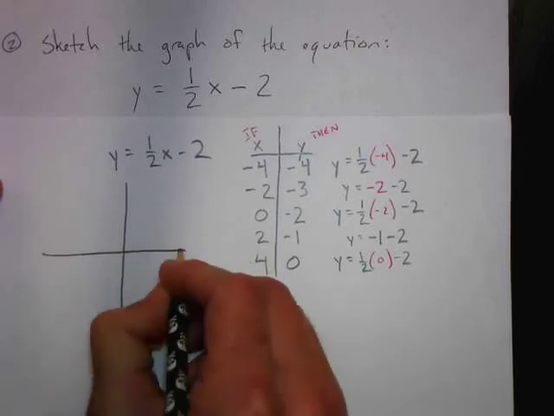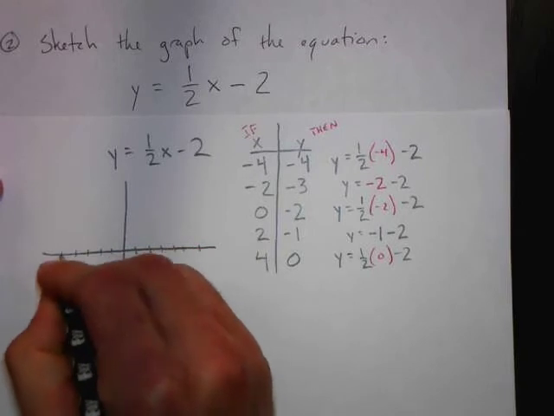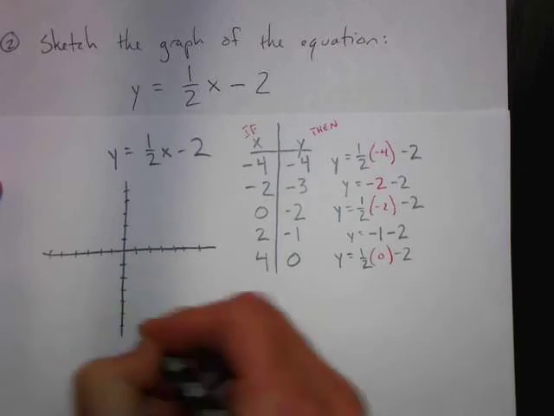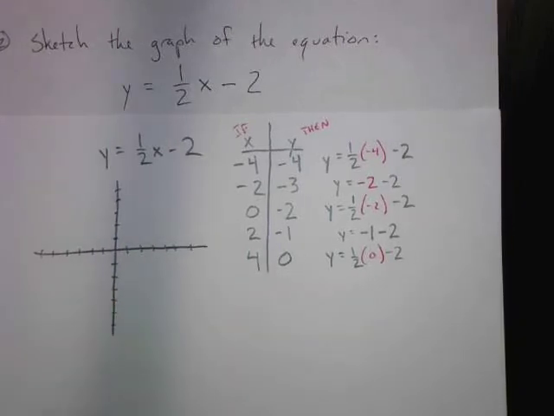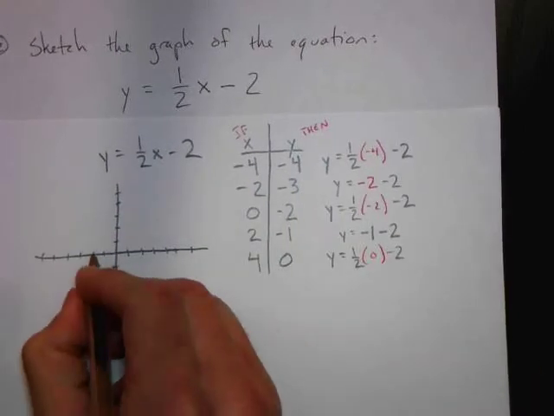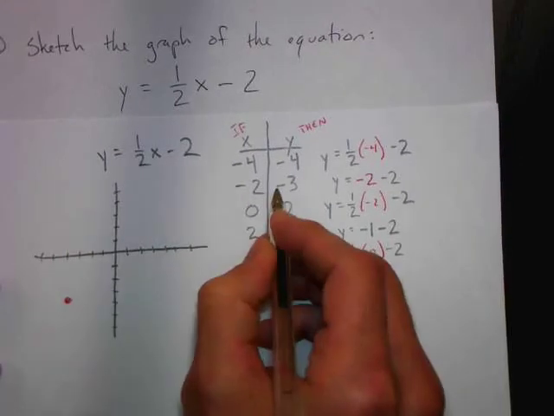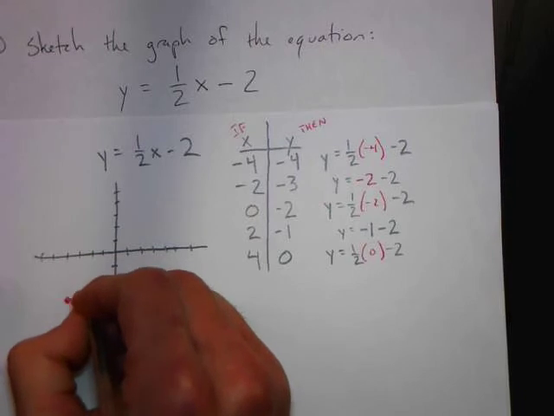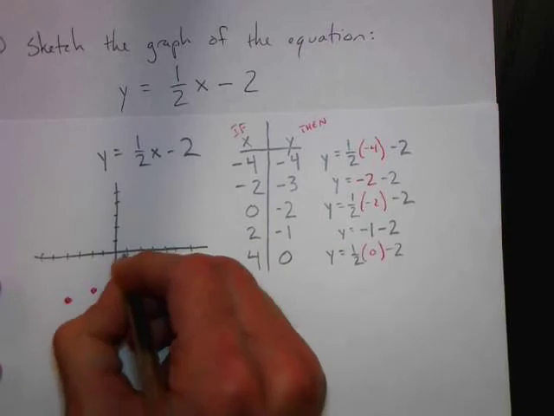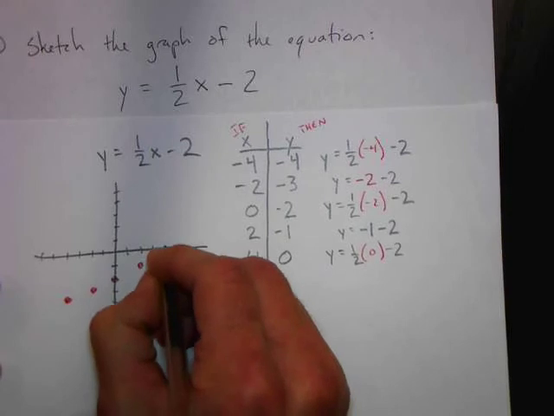And so we make our coordinate plane, and we can draw our marks. And then graph each ordered pair. So our first ordered pair, if x is -4, then y is -4. There's our ordered pair. If x is -2, then y is -3. We draw our ordered pair. If x is 0, y is -2. If x is 2, y is -1. If x is 4, y is 0.